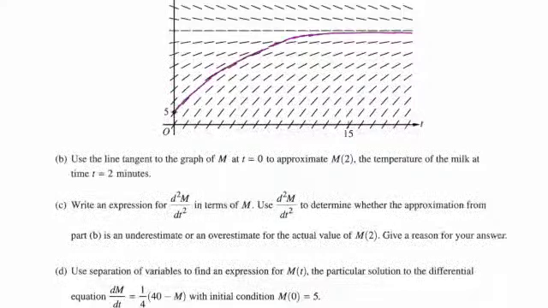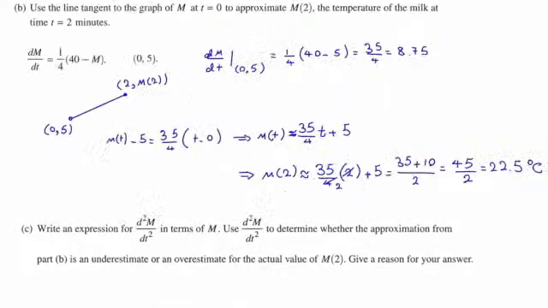Now, let's solve part C. It says write an expression for d squared m dt squared in terms of m. Use this to determine whether the approximation from part B is an underestimate or an overestimate for the actual value of m of 2. Give a reason for your answer. Here we can understand that because it's concave down, it is an overestimation. For example, for m of 2, the real value is this, the approximation is this. But let's show it with d squared m dt squared.